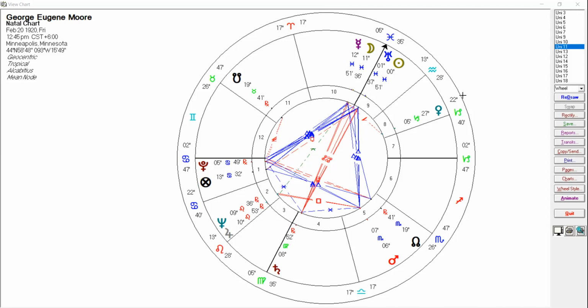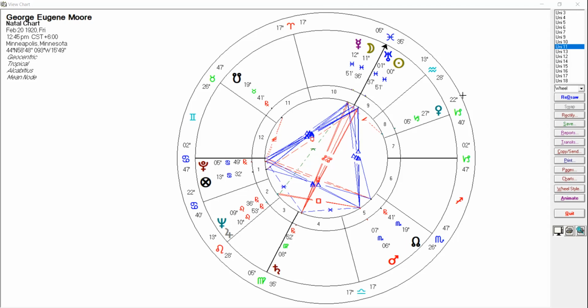Right? So either way, we've got it. And also notice that the sun is applying to Mars. So the sun's applying to Mars. And remember, the sun and Mars are the natural rulers of Aries, which is the natural whole sign 10th.